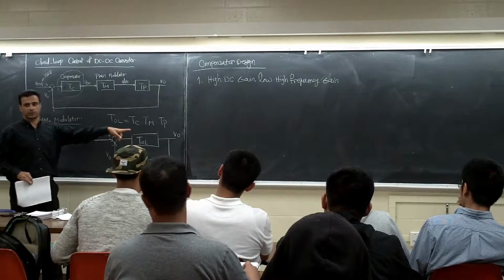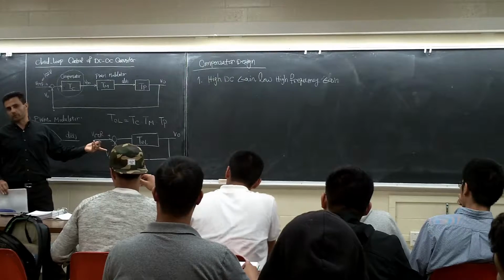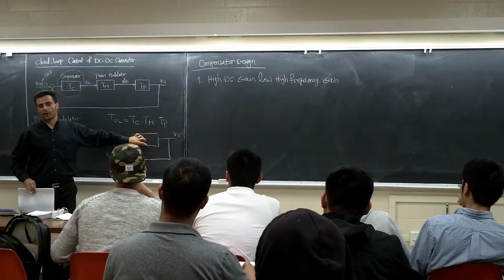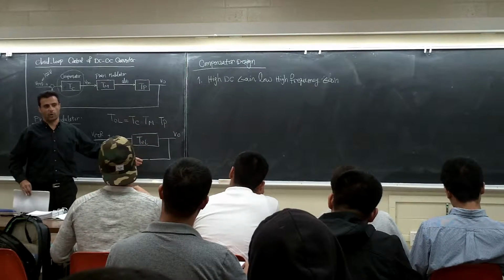What's the transfer function of the system? What's the transfer function of the closed loop system? The forward path divided by 1 plus this, right? Because the gain here is 1, right?